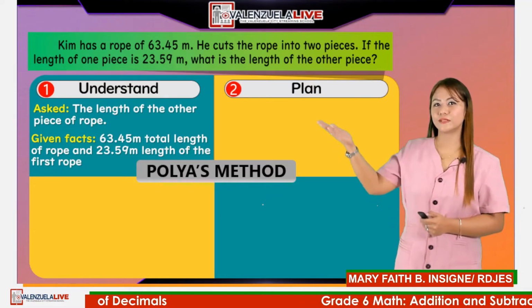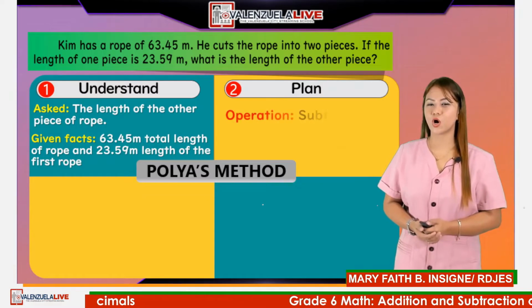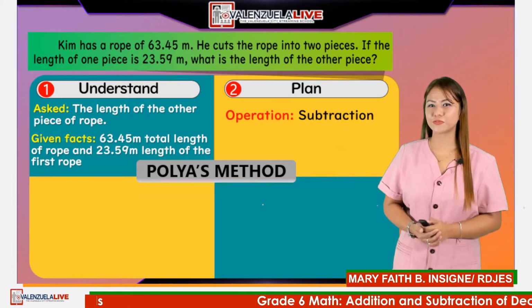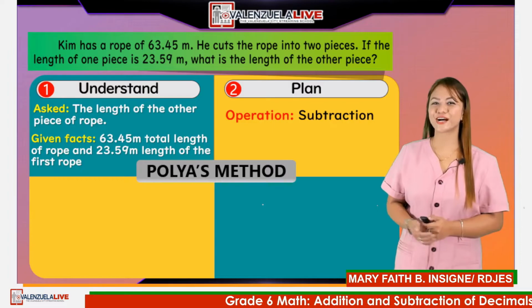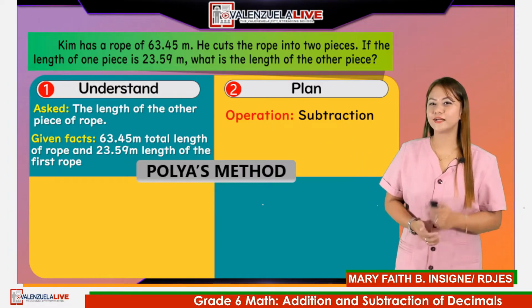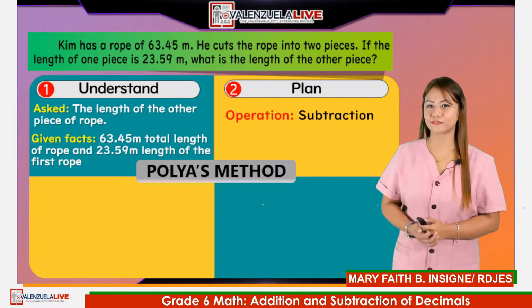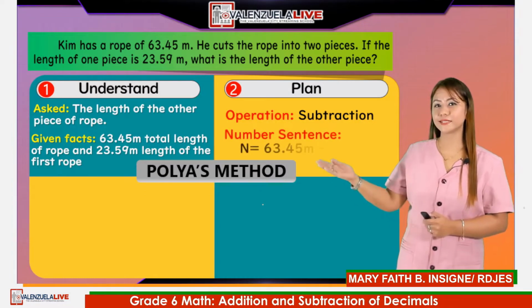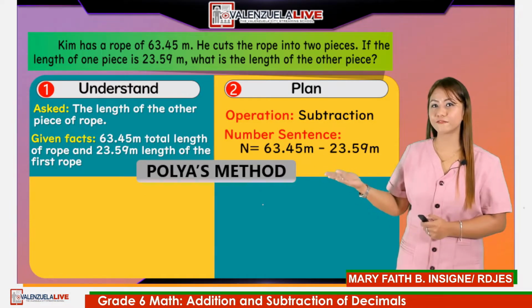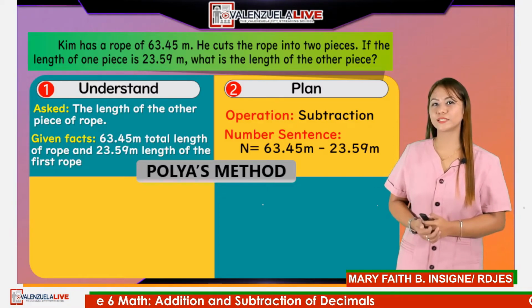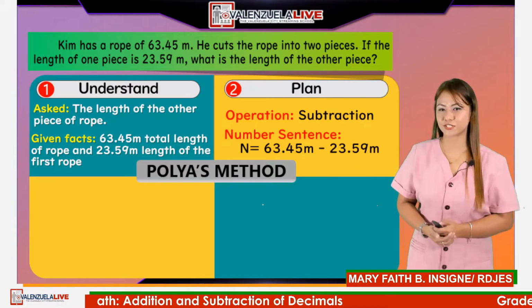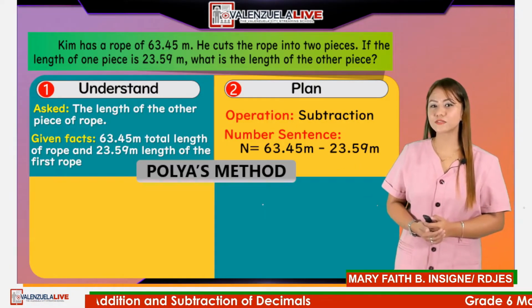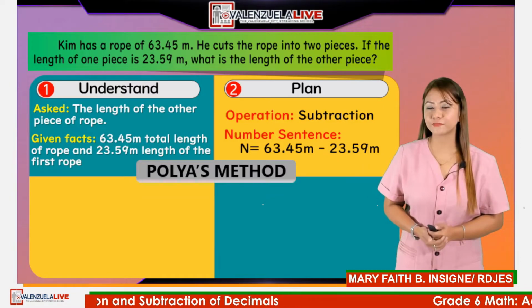Next is devise a plan. What operation are we going to use? Correct. We have subtraction. Next, write the number sentence. So we have n equals 63 and 45/100 meters minus 23 and 59/100 meters, wherein n equals the total length of the other piece of rope.